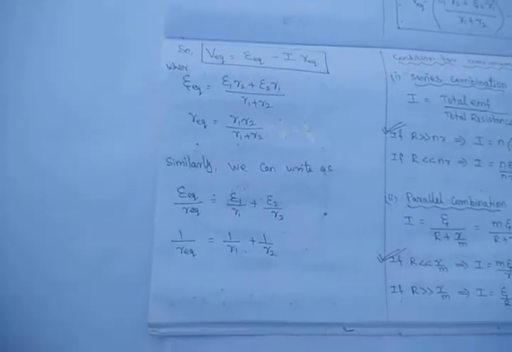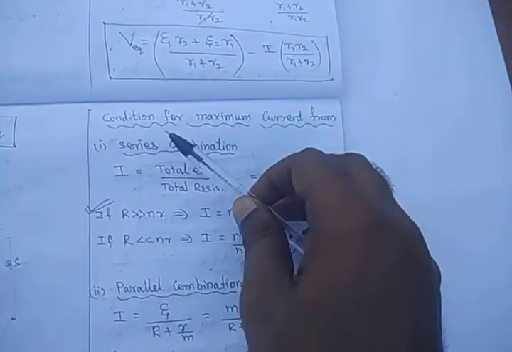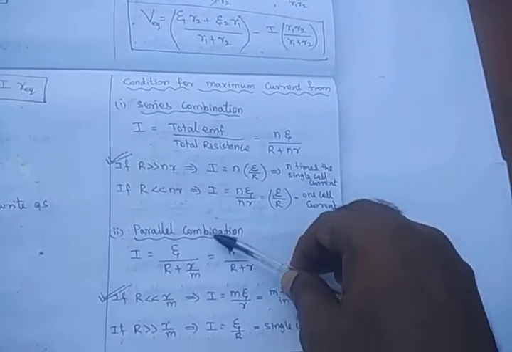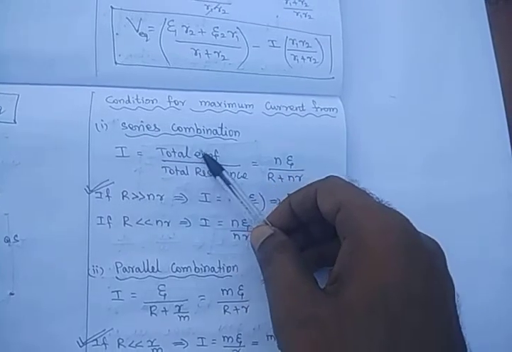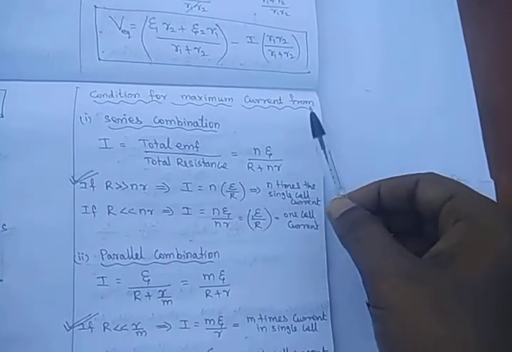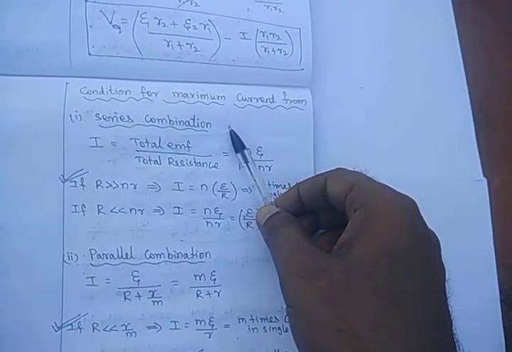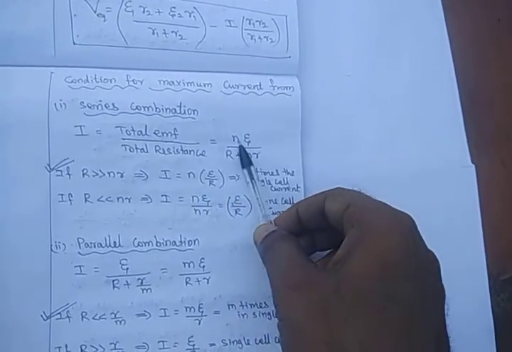So very simple derivation. Then the very important thing is, for the NEET and JEE questions, they may ask what is the condition for maximum current in the series combination and parallel combination. So very simple, students. In series combination, the total EMF is equal to nE. There are n number of cells connected, all with equal EMF. So if 5 cells are connected, it is E plus E plus E plus E plus E, so 5E. If n cells are connected, nE.